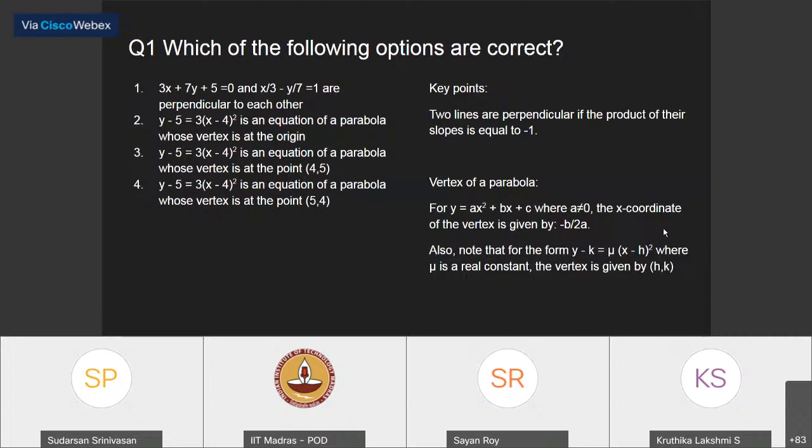Okay, coming back to this question, no one wants to answer this. Those who have answered 1 and 3, would you like to explain? Someone wants to explain? Ram Vikas said yes.